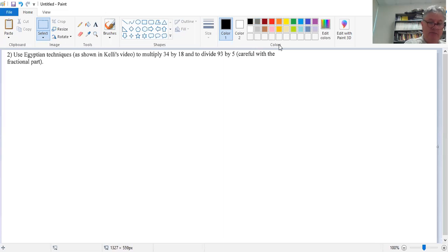Okay, here's the second problem, a bit of Egyptian multiplication and addition. So let's do 34 times 18. There's actually 2 ways to do this problem. You can either start working on the 34 or working on the 18. So I'm going to start on the 34, but it's perfectly all right to do the other way as well.